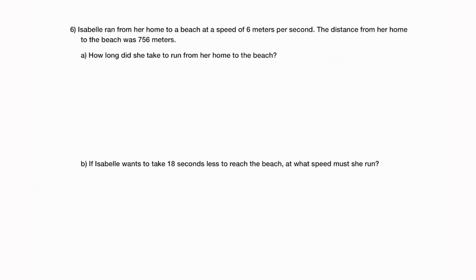And here comes question 6. Isabel ran from her home at a speed of 6 meters per second. Okay, so from home is 6 meters per second. That's the speed. The distance from her home was 756 meters. So the distance is also given to us. So here we have two parts. The first part says, how long did she take to run from her home to the beach?